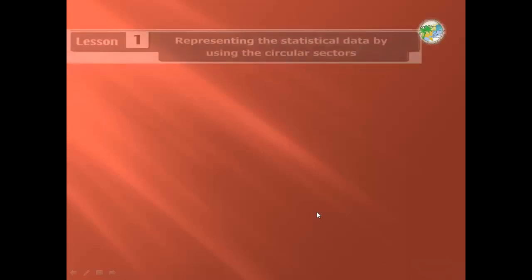Hello Primary 6, today we will take lesson 1, unit 4: representing the statistical data by using circular sectors.